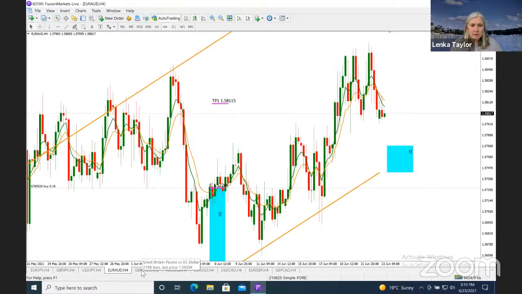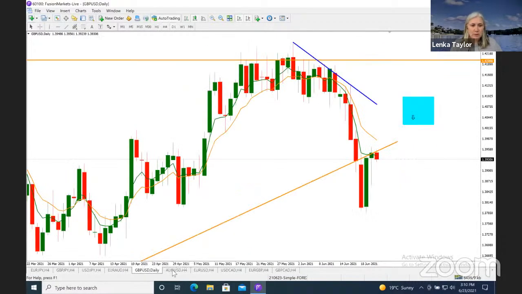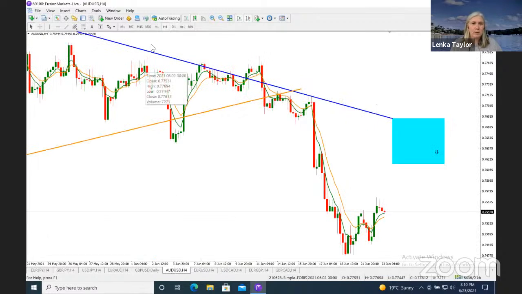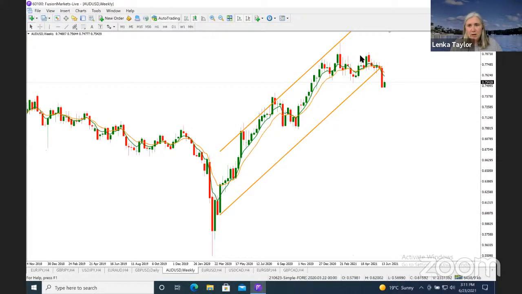Okay, now where were we? That's a short. Aussie USD has broken through the channel now. So I'm looking for a pullback and then looking for a short.